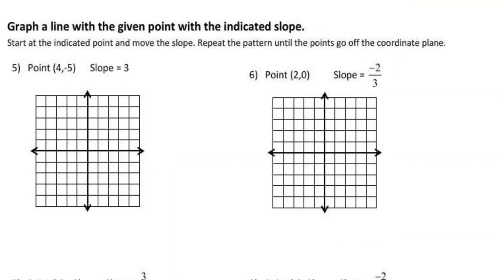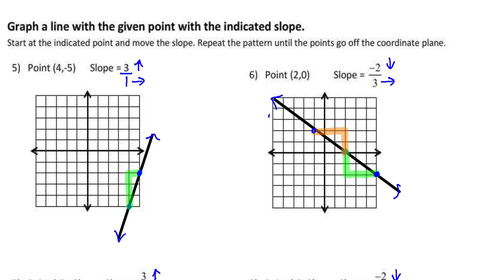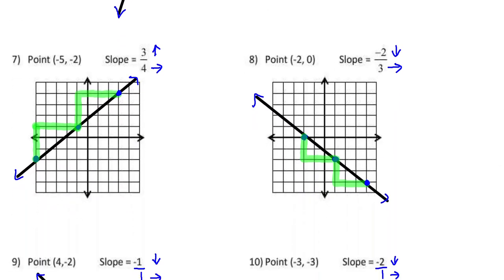All right, so I want you to pause here. I want you to plot the points and move the slopes for numbers 5 through 10. And then you can unpause your video when you're ready to check your work. And here are your answers. For 5 and 6, you can see in the orange I moved the backward slope for number 6. For 7 and 8.